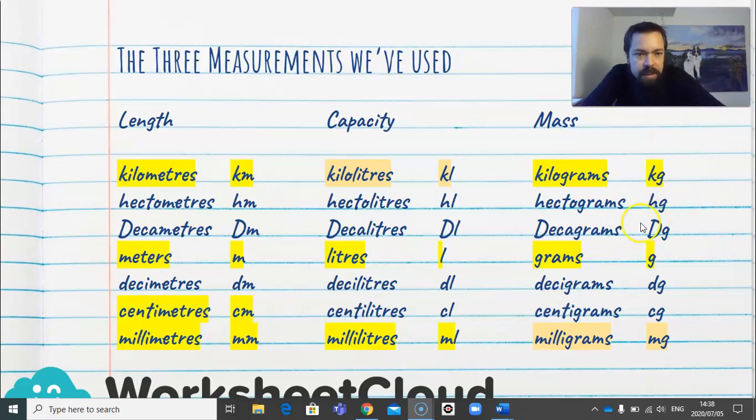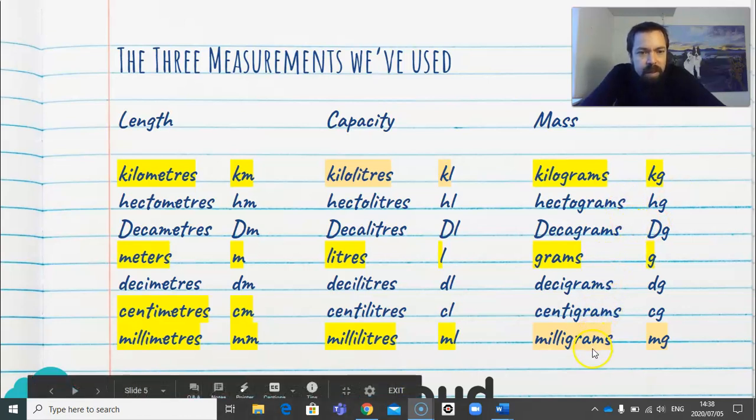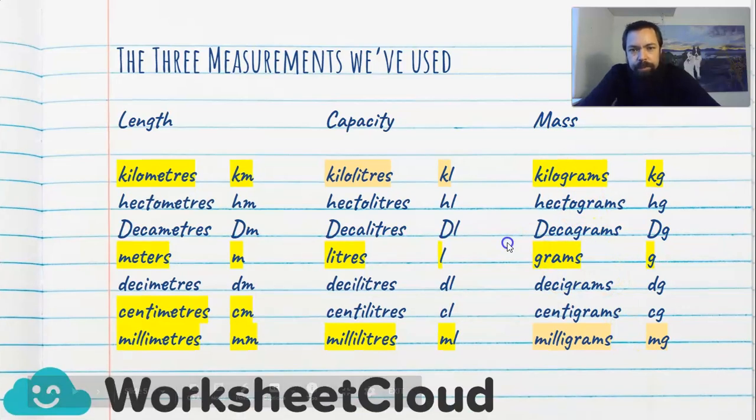And we have kilograms, hectograms, decagrams, grams, decigrams, centigrams, and milligrams, with us really just using those two, and sometimes milligrams, and you'll see that on the back of vitamins or other kinds of medication where it's very, very small amounts. But these two are the ones we use most frequently.